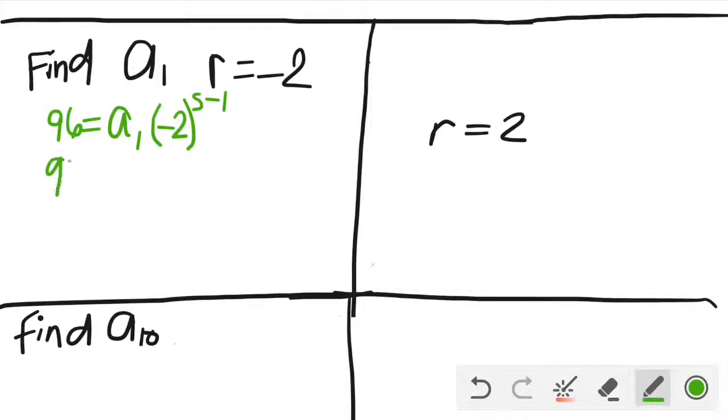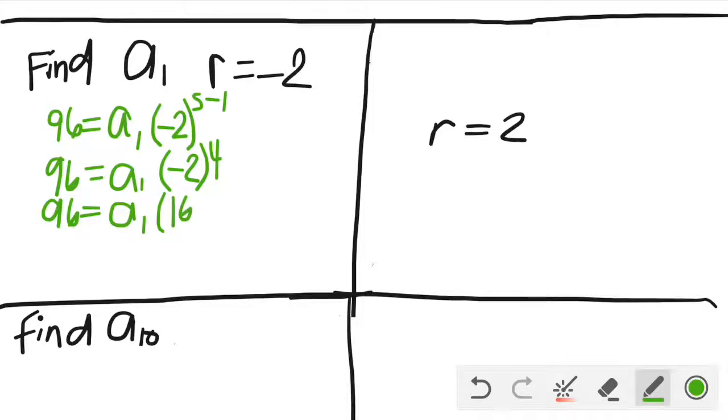Let's simplify some more. I have a 96. I am looking for the first term, but this means I need to raise -2 to the 4th power. And -2 to the 4th power will give you a +16. And in this case, I can see that the first term is actually 6. And to check, will it have the same value as when your common ratio is +2? Let's see. Essentially, I'll have a 96 using the 5th term once again.